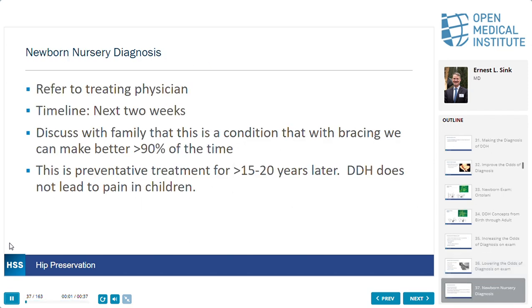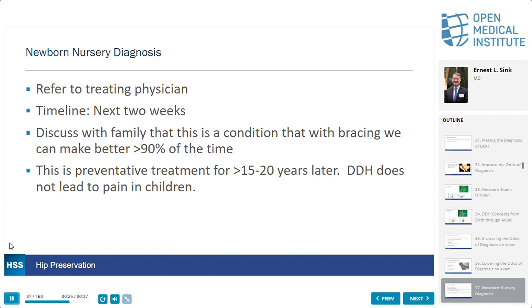So newborn nursery diagnosis. You get called to the newborn nursery. Okay, refer to the treating physician, try to do it in the next 2 weeks. Discuss with the family, if you have a dislocated hip, that what you're doing is conservative treatment to normalize the hip so when they're an adult, they have less chance of hip pain, okay? This is a preventative treatment for 15 to 25 years later.